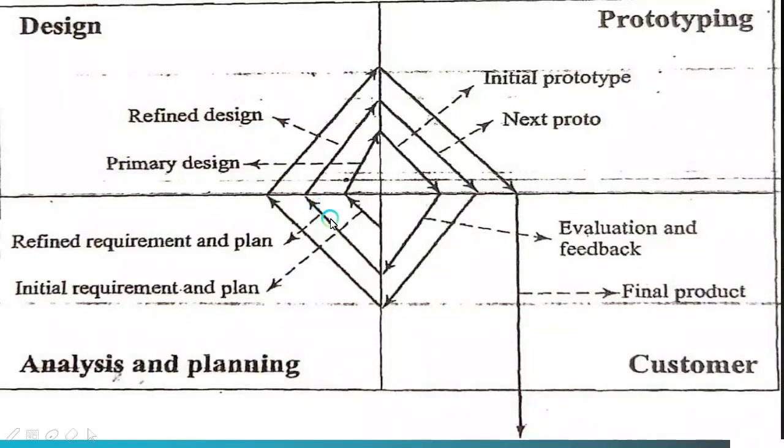Then again, refined requirements are delivered and planning is done. Then a refined design is created with the next prototype that is delivered to the customer. Again, if there are any changes, it is evaluated, and then again the feedback is given. So this process continues until the customer is satisfied with his final product. Then the output of this model is the final product that the customer needs. So there are four phases in this model: analysis and planning, design, prototyping, and the customer, where the final product is delivered.